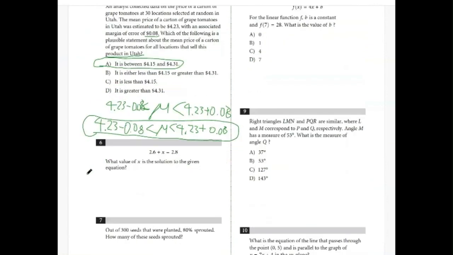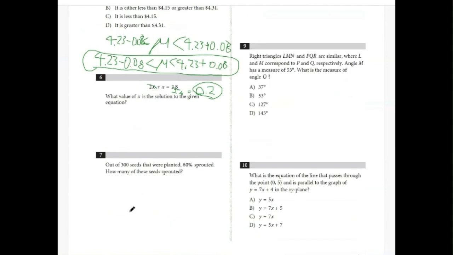Okay. All right. For 6, what is the value of x? What value of x is the solution to the given equation? Obviously just subtract minus 2.6 here and also minus 2.6 here. So 2.8 minus 2.6 is equal to 0.2. So 0.2 is the correct answer.